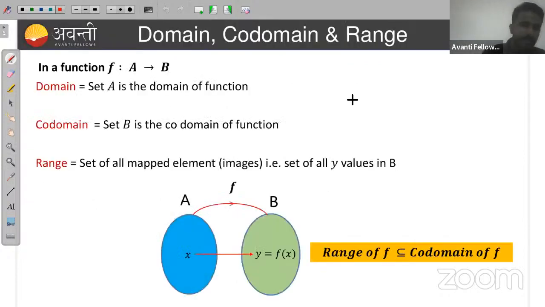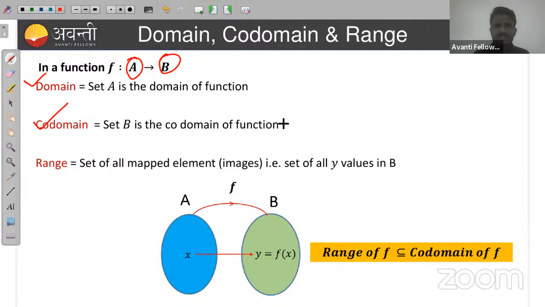Let's see it in a better way. The set A is called the domain of the function, because for every element of A there must be an image in B. So the function can take the entire set A. For a function F from A to B, A is called the domain, and B is called the codomain. If your function is written in front of you and someone asks what the domain and codomain are, it's basically written in the question itself: A is the domain and B is the codomain.